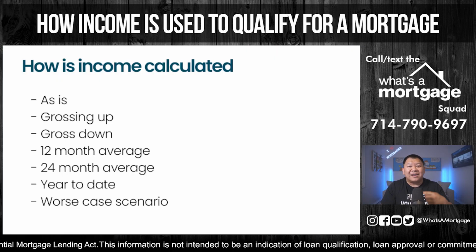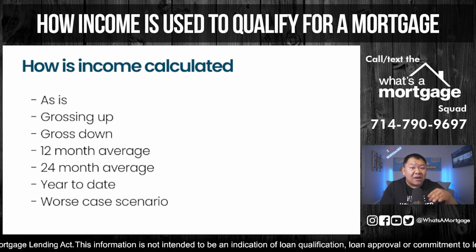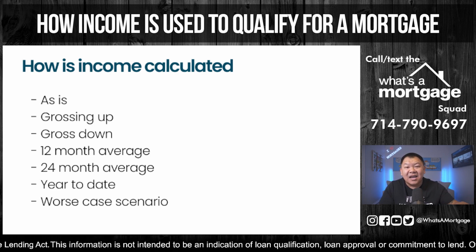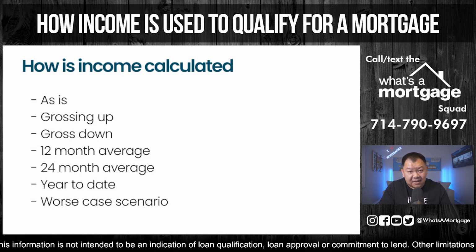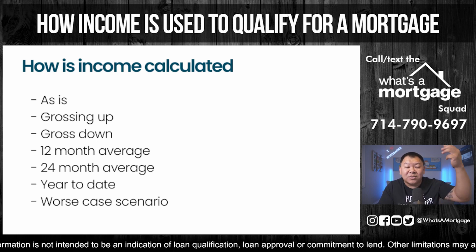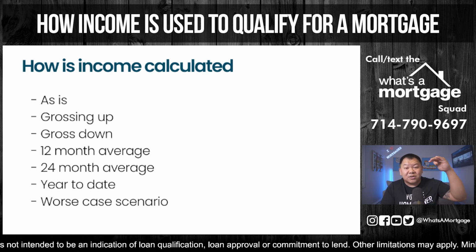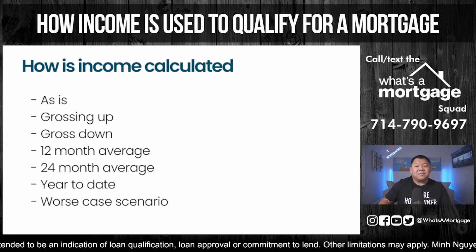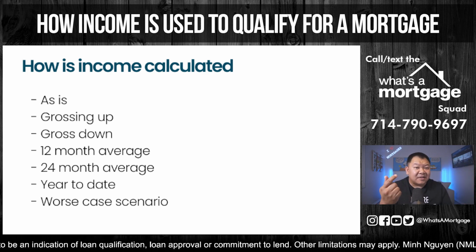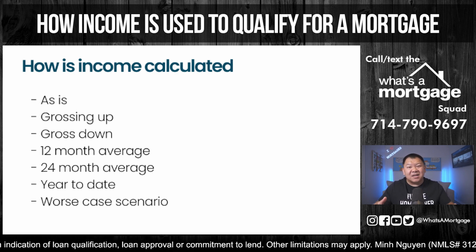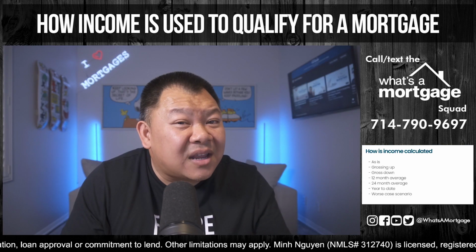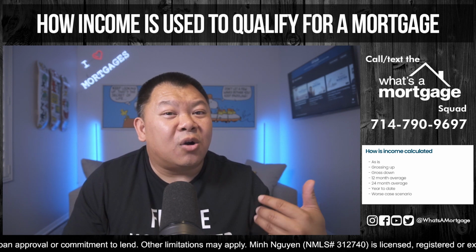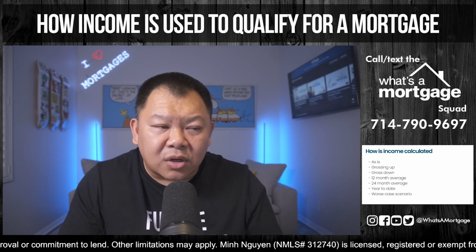Remember, there's income called as is income. So whatever your income states as is, they will give you that income to qualify for a home. Also, there's gross up income. Some incomes, they'll allow you to gross it up. Gross down income. Some incomes you're receiving, but they're going to gross it down. Some income they're going to average over 12 months. Some income they're going to average over 24 months. Some income, because you just got the job, they're going to give you a year to date, maybe because you don't have a 12-month history or a 24-month history.